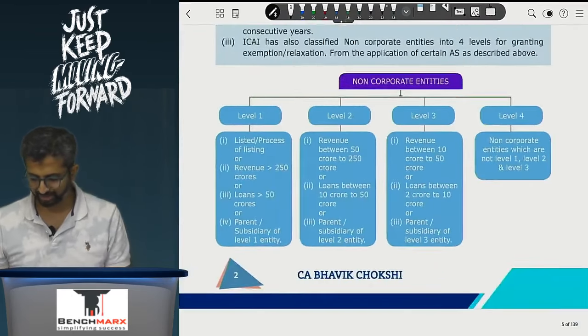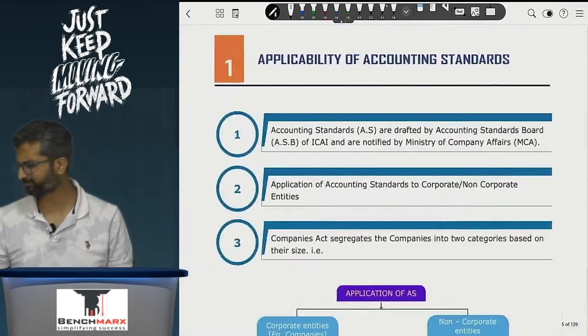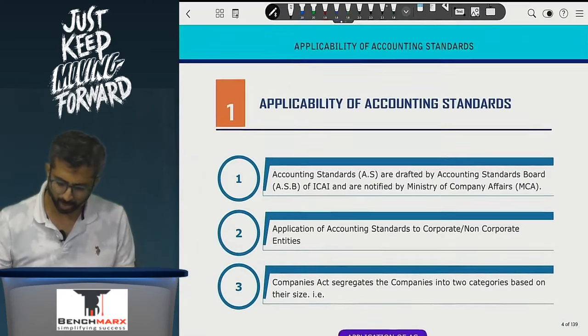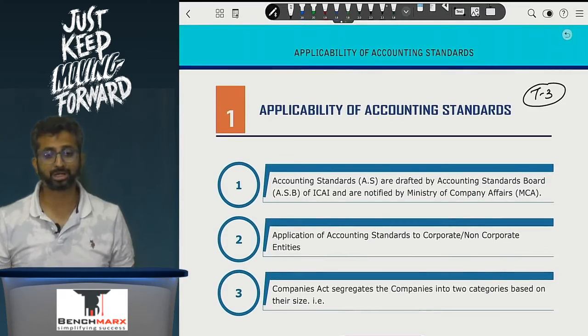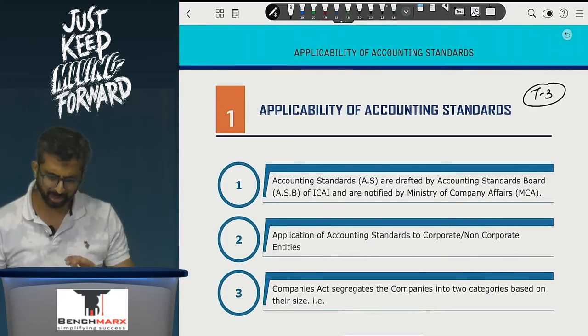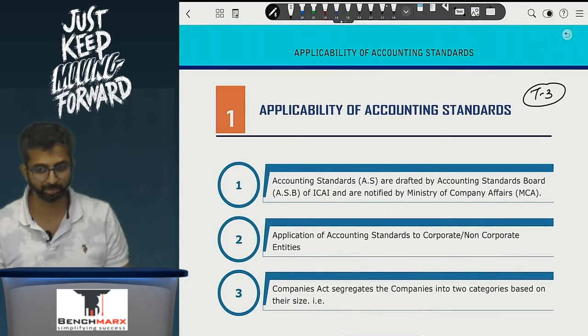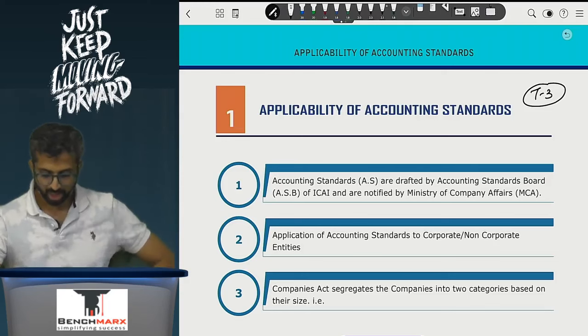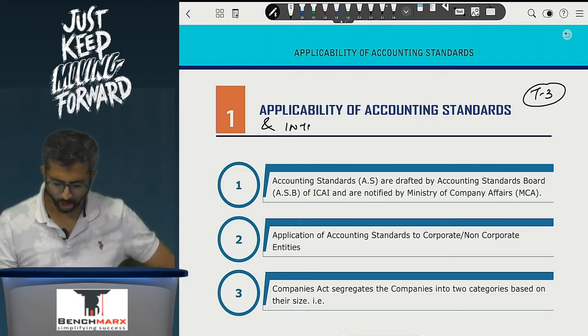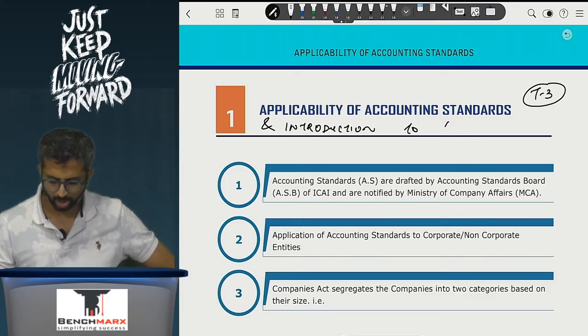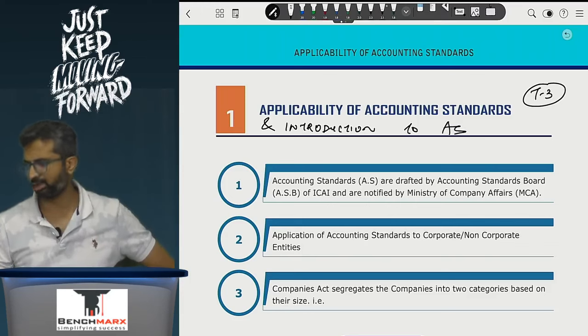Applicability of accounting standards. It's a small topic. We will put this into the tier 3 category. Topic of importance, tier 3 category. Tier 3 would be least important, tier 1 being the most important. Applicability of accounting standards. In the heading, write down an introduction to accounting standards.